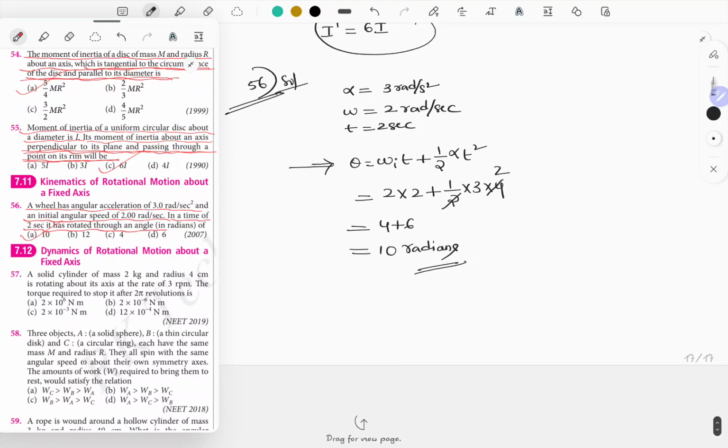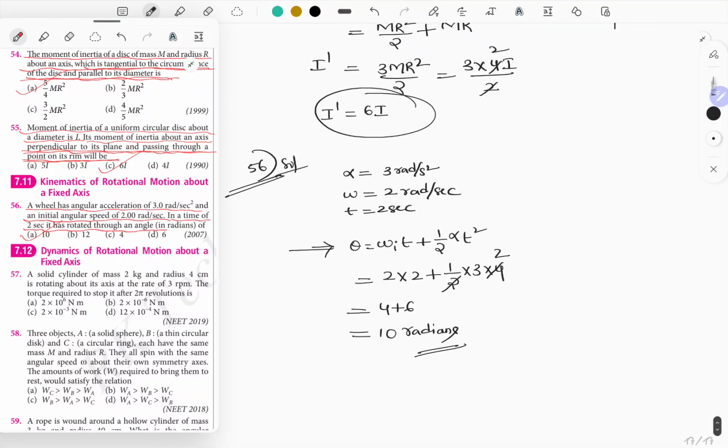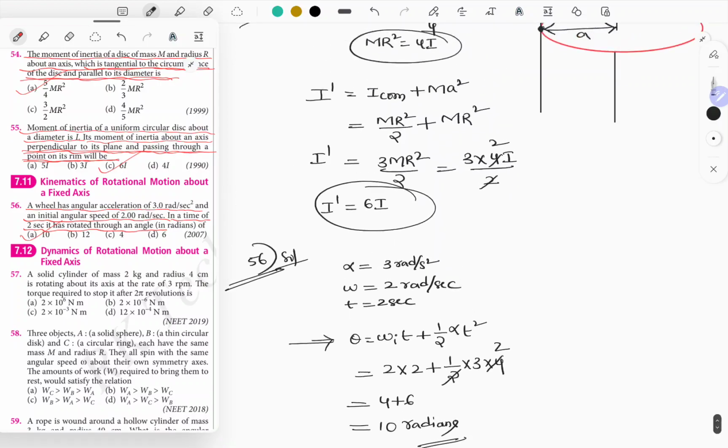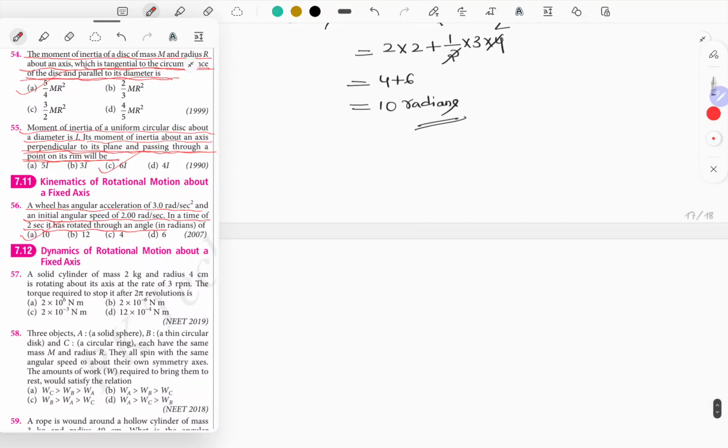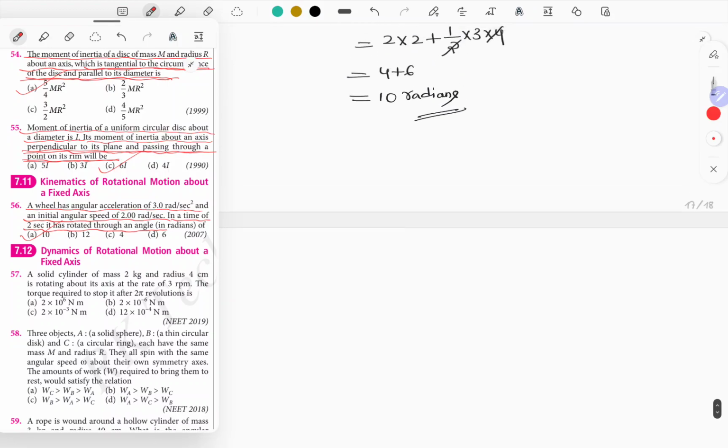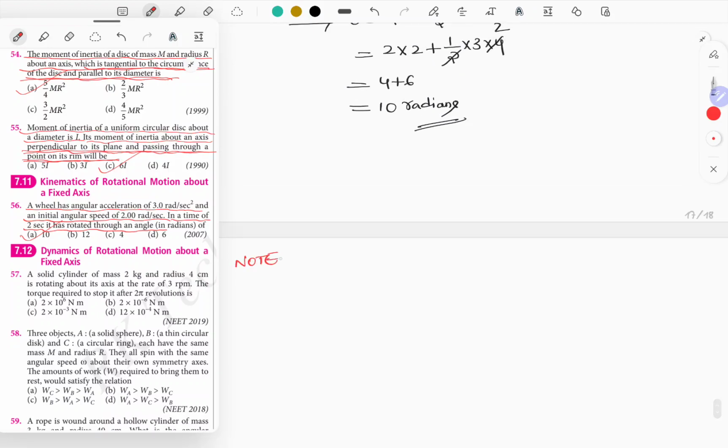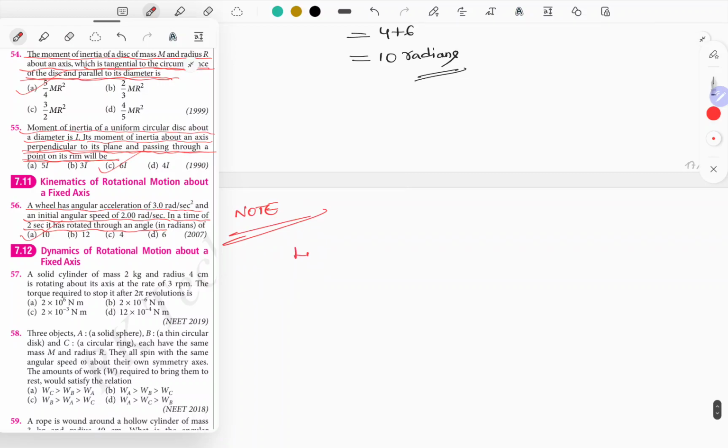To understand how to apply this equation, we should know the rotational kinematic equations. What are the rotational kinematic equations we have? Let me relate the linear kinematic equations and the rotational kinematic equations. Note: linear kinematic equations, rotational kinematic equations.